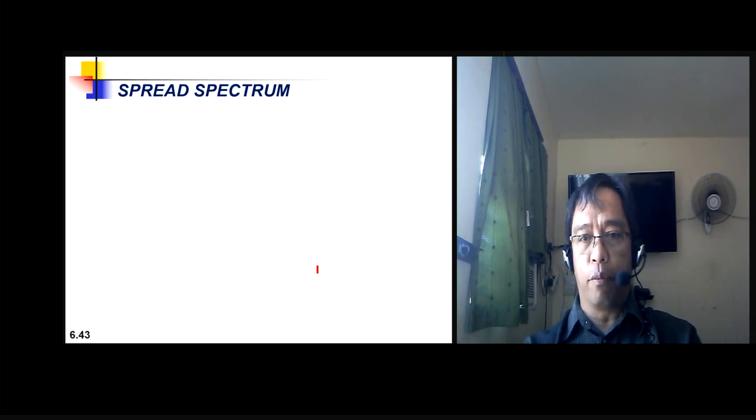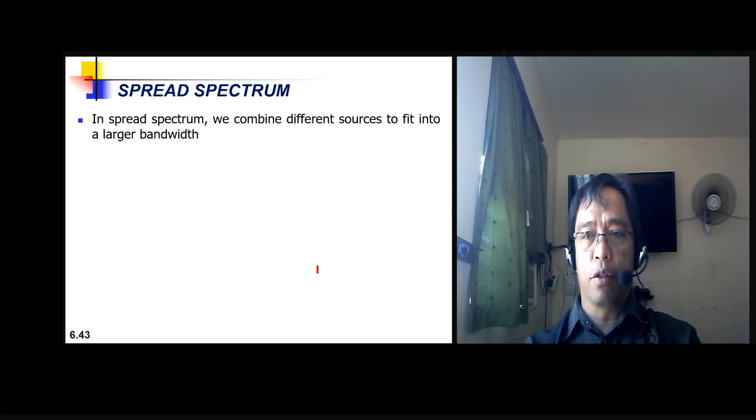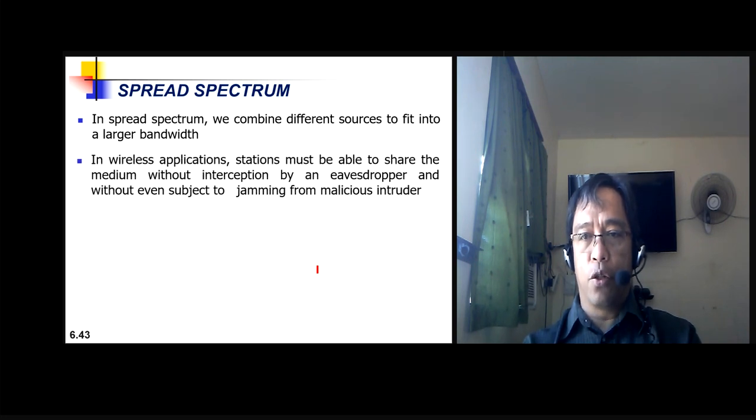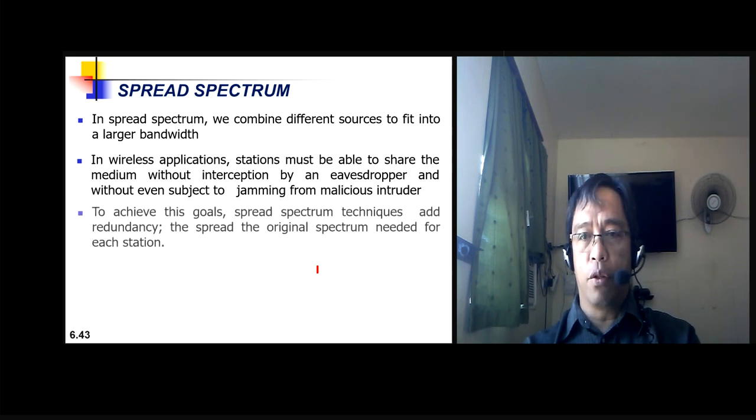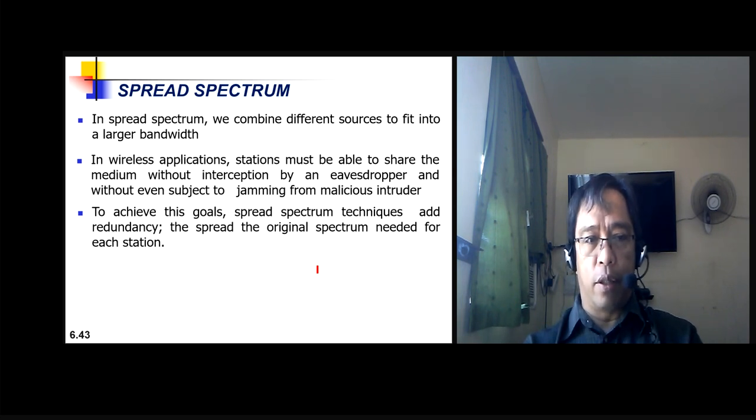Spread spectrum. In spread spectrum, we combine different sources to fit into a larger bandwidth. In wireless applications, stations must be able to share the medium without interception by an eavesdropper and without being subject to jamming from a malicious intruder. To achieve these goals, spread spectrum techniques add redundancy. The spread of the original spectrum is needed for each station.